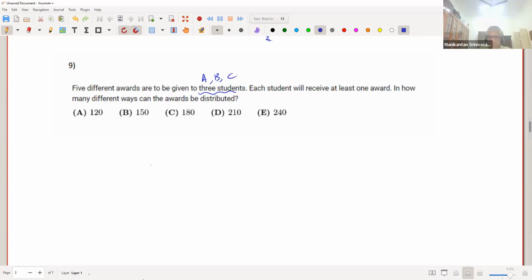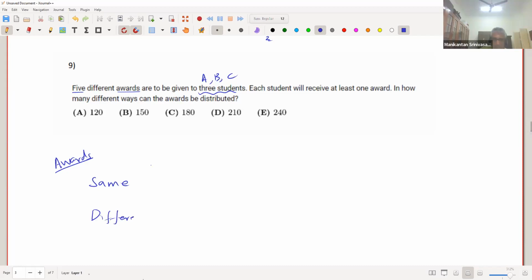Now there are 5 awards. Now I can make different variants of this question, right? So before discussing this question that's on the board, okay, 5 awards. I'm not changing the number of awards. I'm only changing whether the awards are different or awards are same. So I'll put awards here. Awards are same, awards are different.